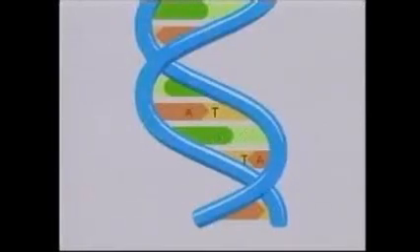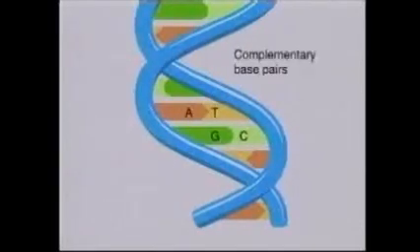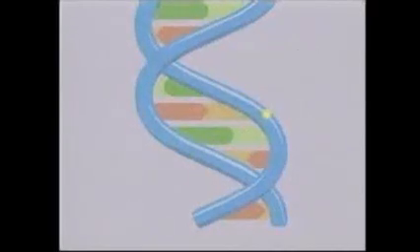T always pairs with A. C always pairs with G. A TA pair and a CG pair are called complementary base pairs. Each group of phosphate, sugar, and base is called a nucleotide.